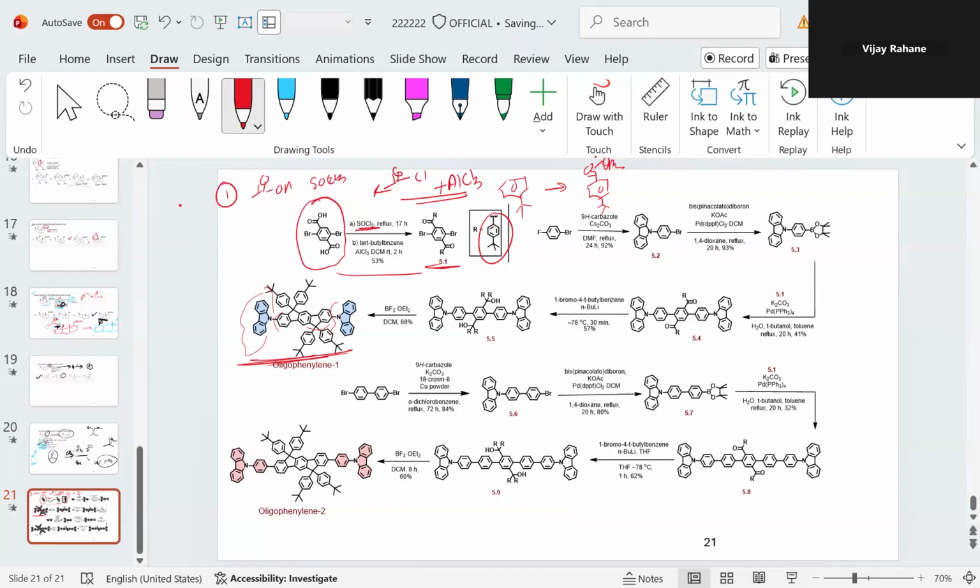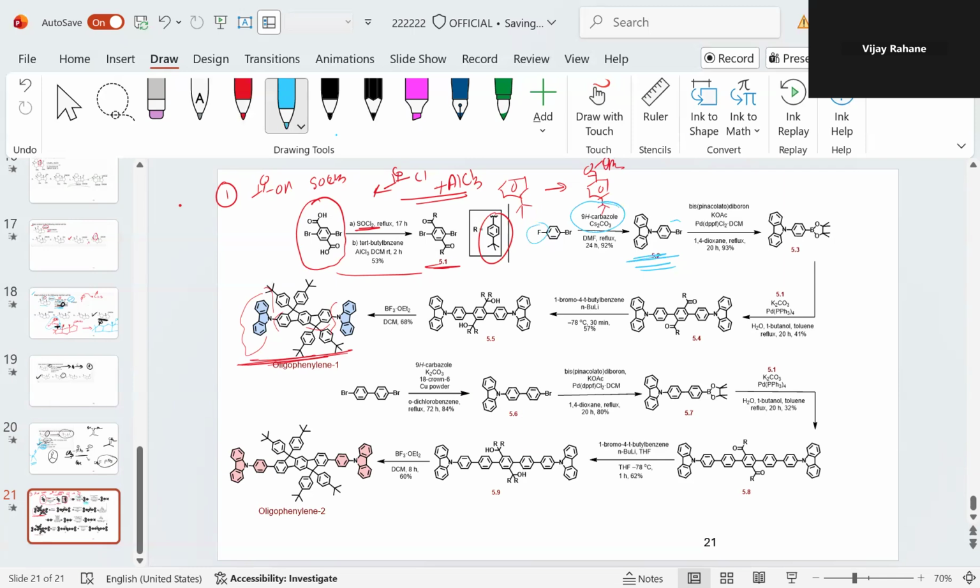Then I did the second fragment synthesis. I have this available fluorobromobenzene, which I coupled with carbazole in the presence of the base cesium carbonate, the reaction that I mentioned earlier. This carbazole shows selective reactivity toward the fluorine center, so an ipso substitution reaction occurs here. We get this bromo compound, as you can see. The step involved here is the nucleophilic aromatic substitution reaction.